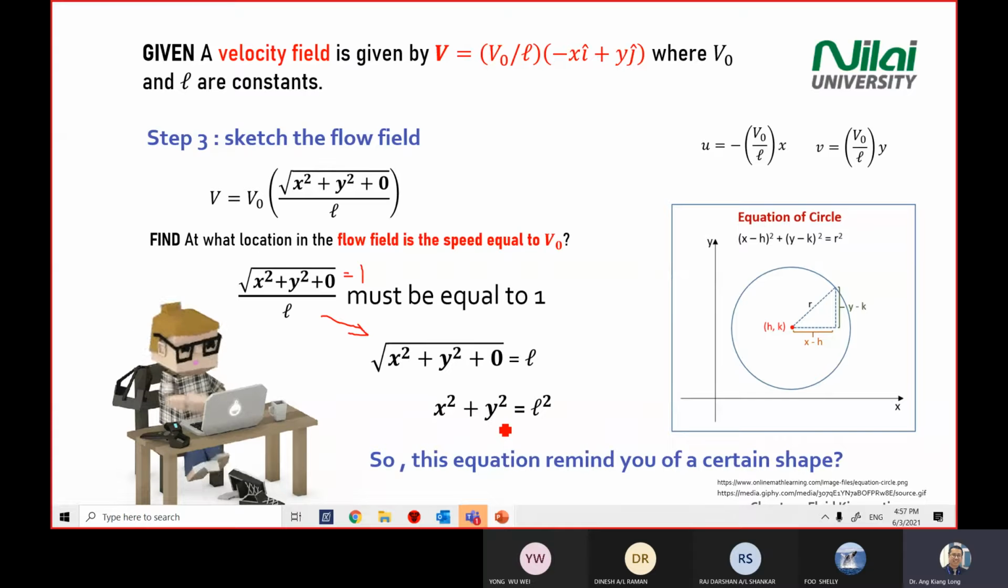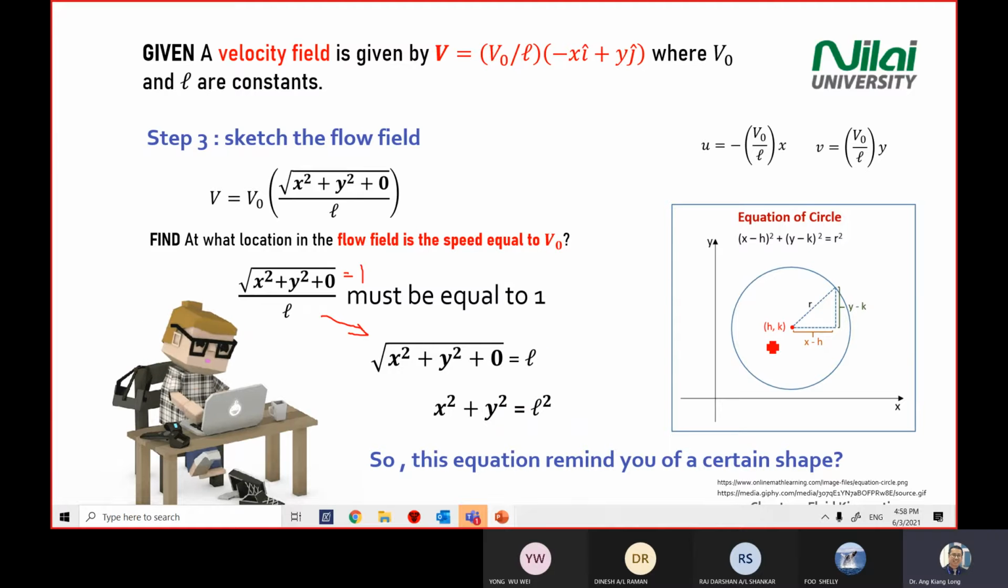This one is actually the equation of a circle. On the screen here, it gives you the equation of a circle: (x minus h) squared plus (y minus k) squared equals r squared. If you compare side by side, h is the x of the center of the circle, k is the y component of the center of the circle, and r is the radius of the circle.